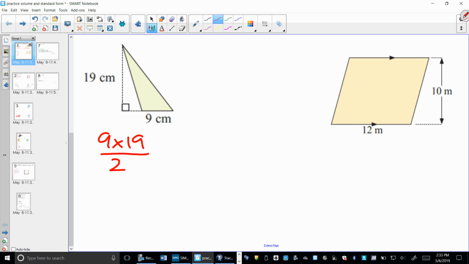Can't remember how to find the area of a rectangle? Multiply the sides together. So you would have base times height or length times width to find the area of a rectangle. Super, super important that you learn how to find the area of a rectangle.